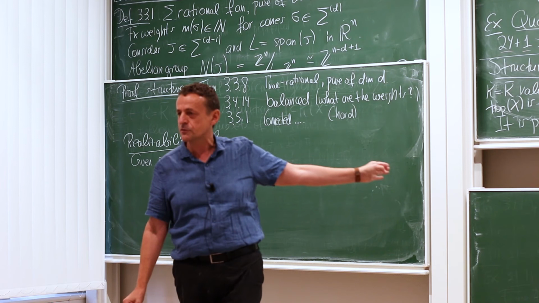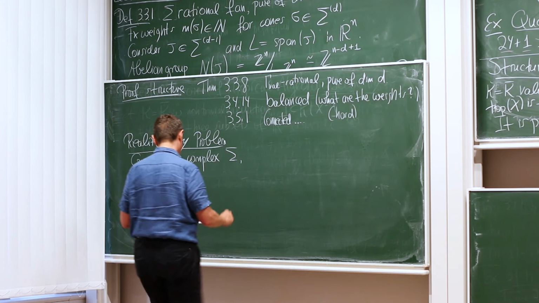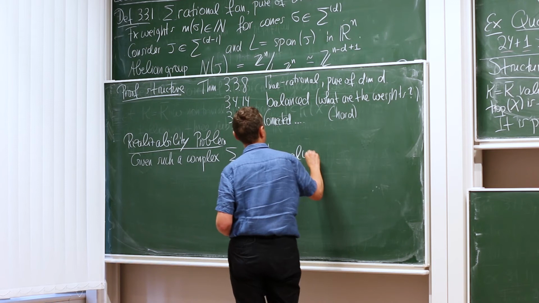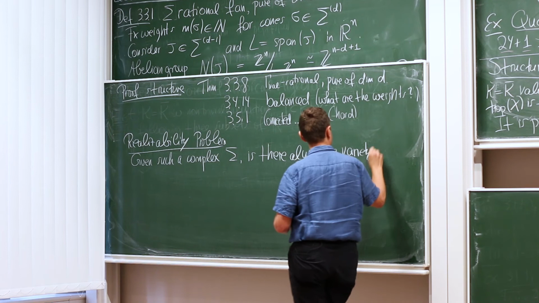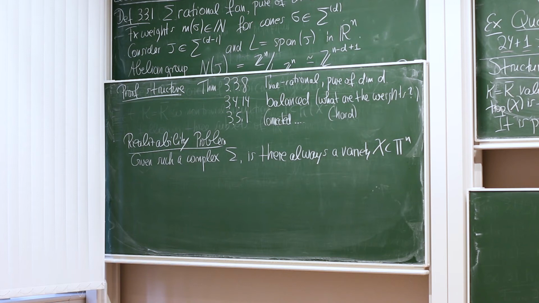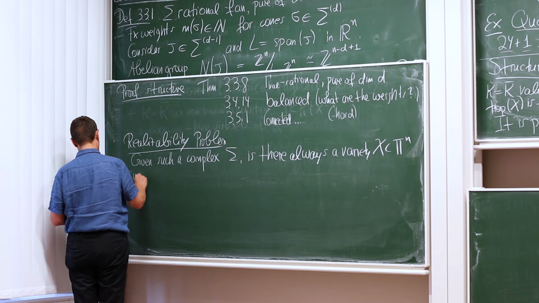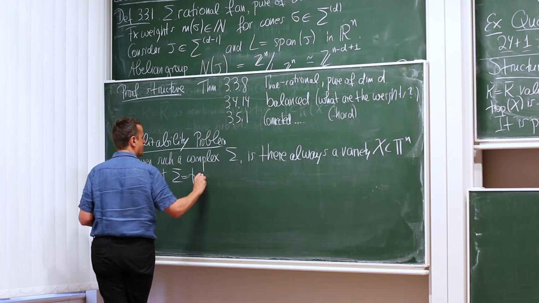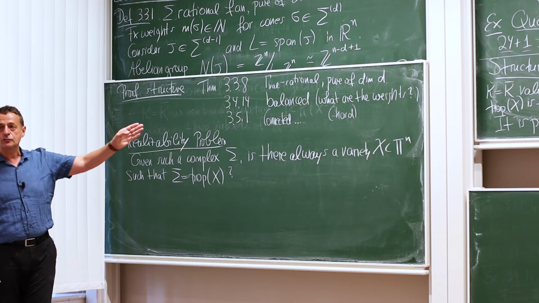Is there a variety? Is there always a classical variety X in T^n over some field, of some characteristic, some variety over the n-dimensional torus which tropicalizes to the given complex? Here we're saying that all of these things hold for tropical varieties, they're necessary conditions, but is this a sufficient condition?